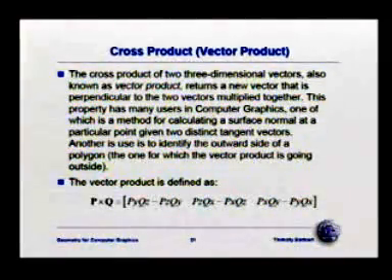Why is the vector product useful? Because this is a very useful way to calculate a normal to two vectors. And this is actually the way we will use to extrapolate the normals to our polygons. And I will show you how. Well, first of all, the definition of the vector product.